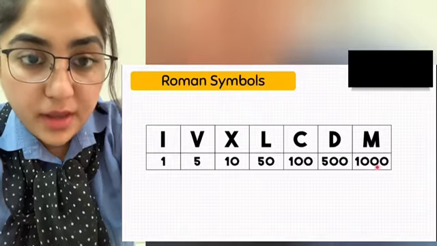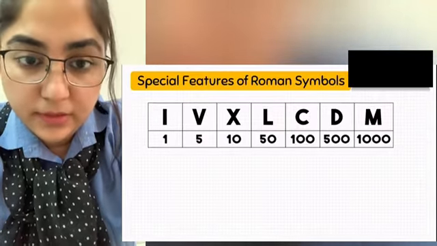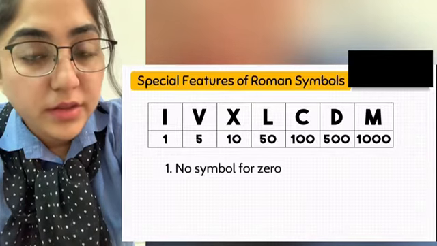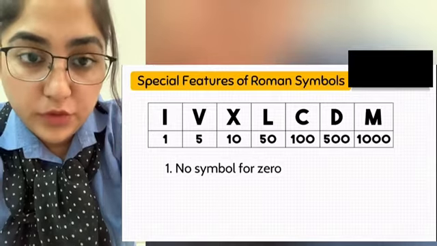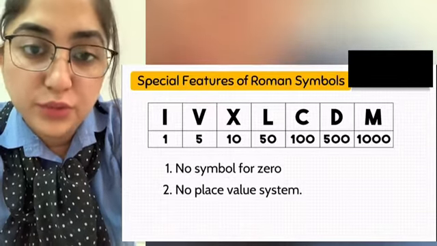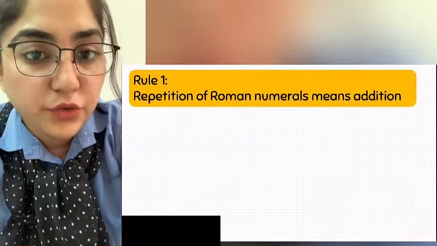Now next topic is special features of Roman symbols. Students, in Roman numeral system, there is no symbol for 0, and also there is no place value system. Now let's understand basic rules to write Roman numerals.